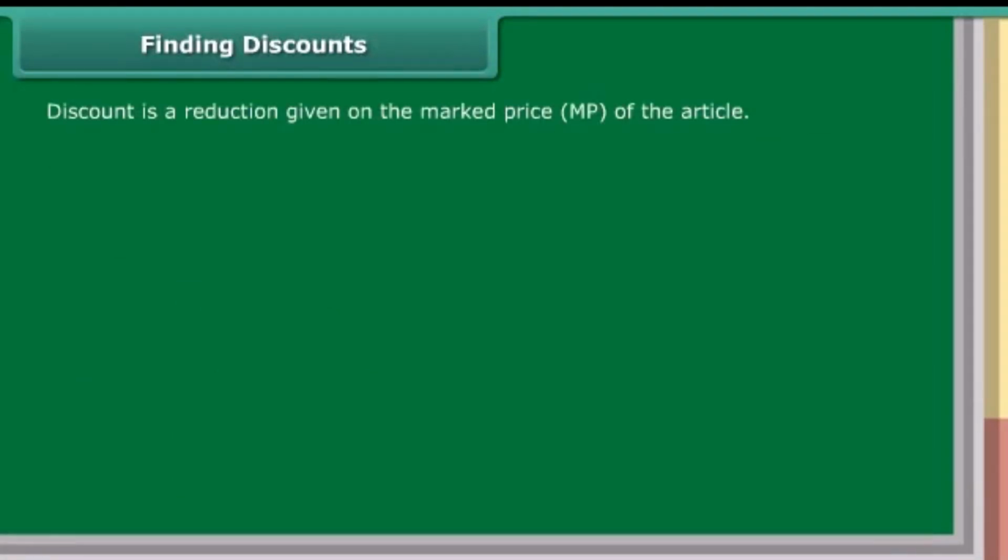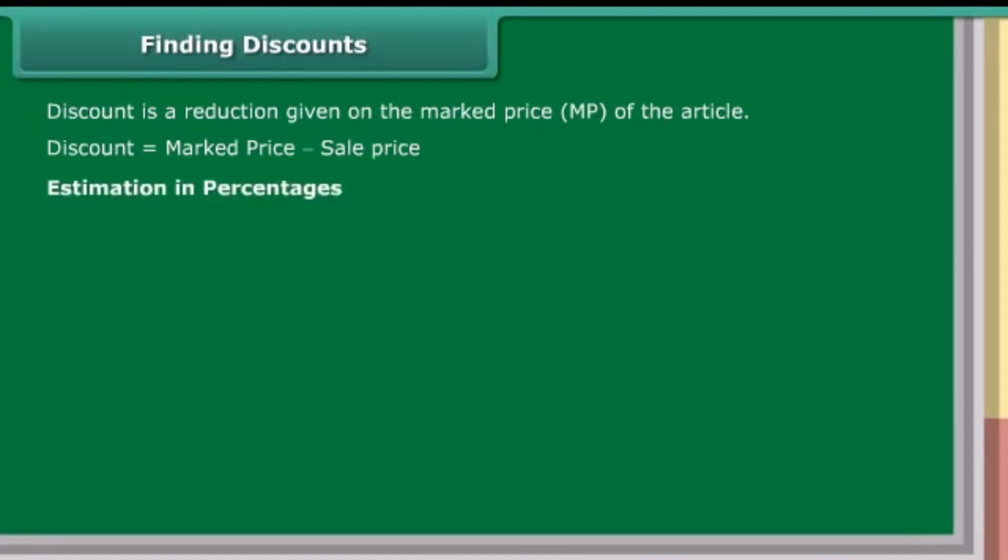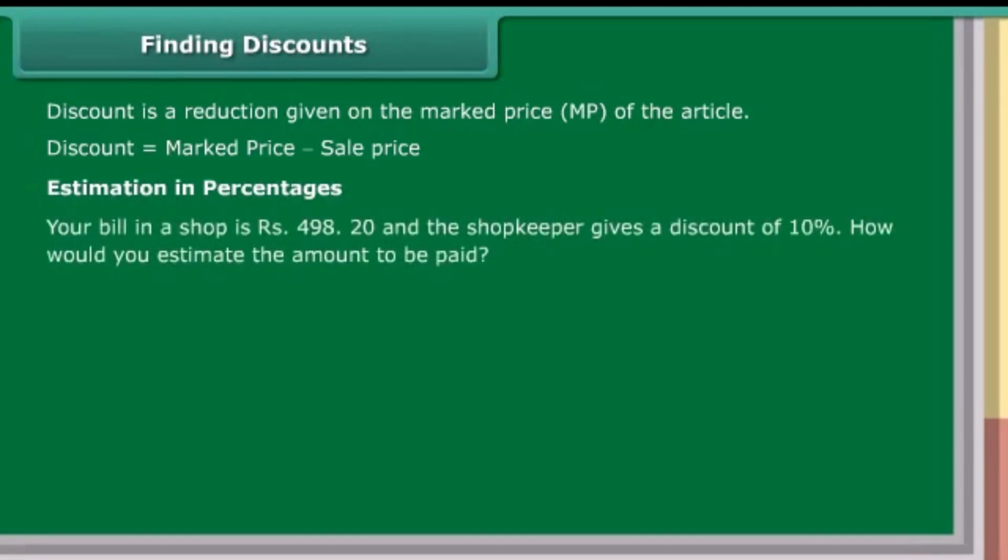Finding discounts. Discount is a reduction given on the market price, MP, of the article. Discount is equal to market price minus sale price. Estimation in percentages. Your bill in a shop is rupees 498.20 and the shopkeeper gives a discount of 10%. How would you estimate the amount to be paid?